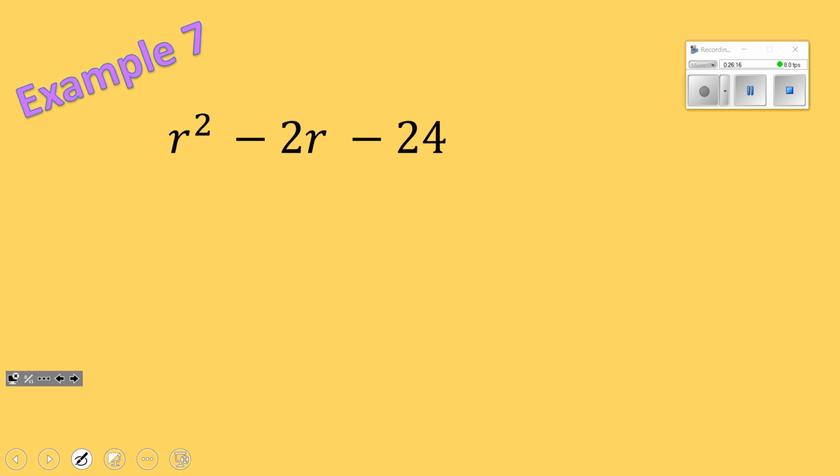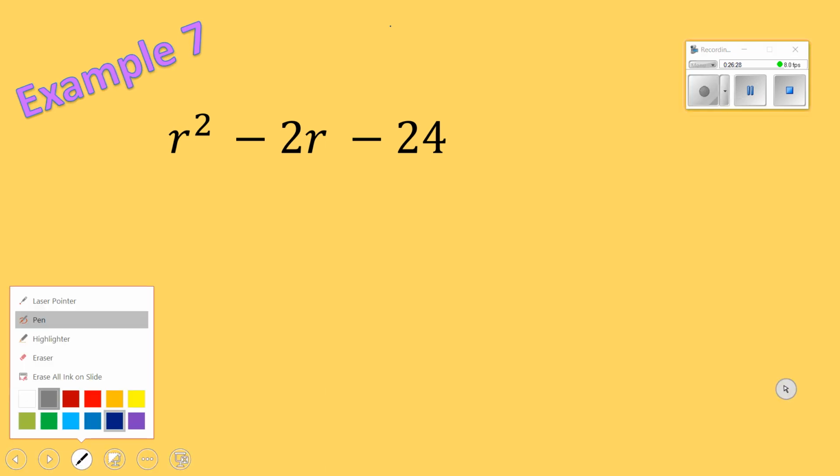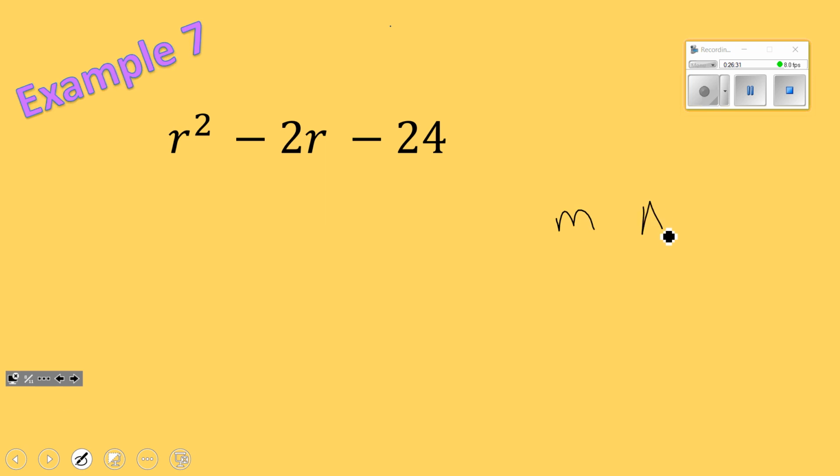Okay, so let's just do a couple more. I think y'all have gotten the hang of this. So do this one on your own. All right, what are we multiplying to be? Negative 24. What are we adding to be? Negative 2. What do our signs need to be to get a negative? One negative, one positive. Okay, so here we go. 24 divided by 1 is 24 and 1.